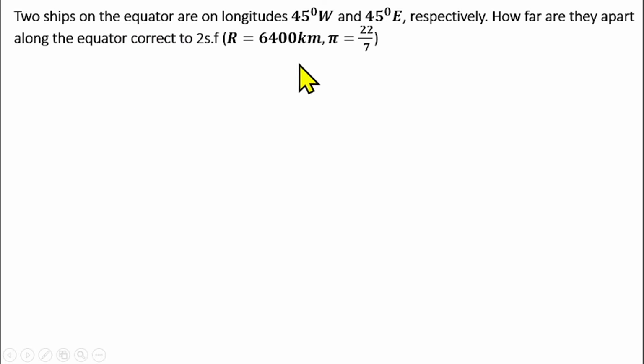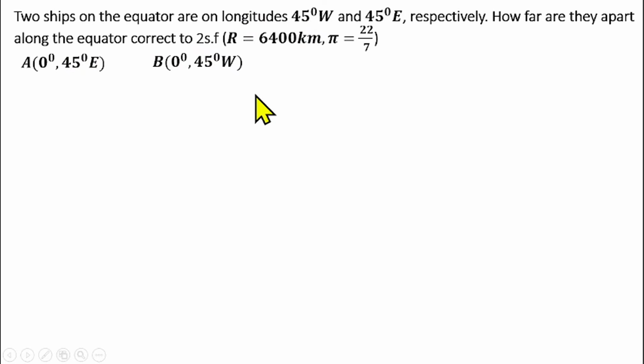So if I rewrite the coordinates, the geographical location of the two ships, I should have ship A on 0 degrees, which is the equator, comma, 45 degrees east, which is the longitude. Then ship B is also on the equator, 0 degrees latitude, comma, 45 degrees west. This is how I'm going to interpret this question in geographical location.